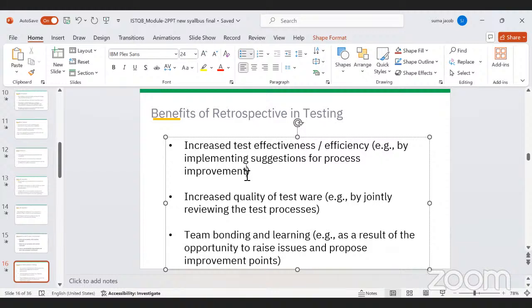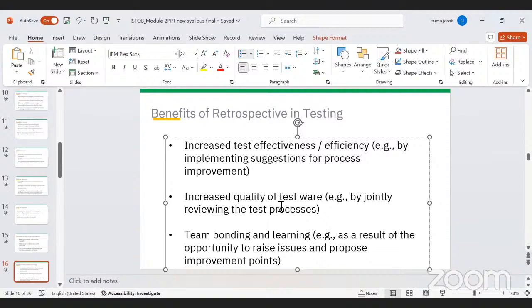Again, this will also increase the quality of the test artifacts. For example, by jointly reviewing the test processes. So there will be different test processes. By jointly reviewing these test processes in the retrospective, it can lead to improvement in the quality of the test artifacts and test documentation. For example, the team identified gaps in test case documentation.